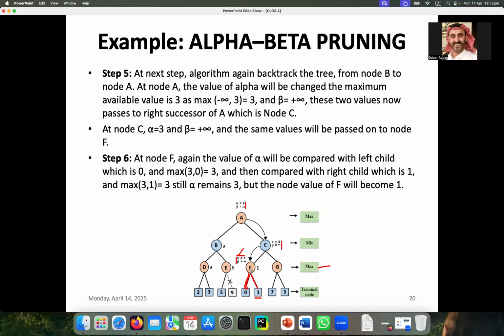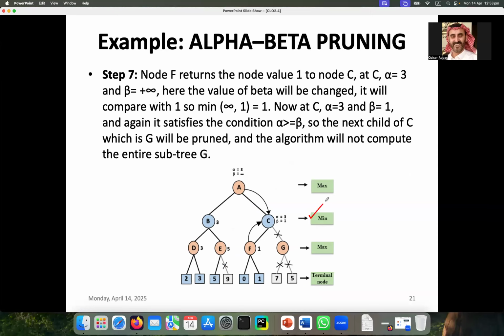Or you can say after opening it, as you have opened all the branches of this node, what value can you get here? You can get here the value 1 only up to this node. But max already has 3, so it will not be accepted. Let's see it further.